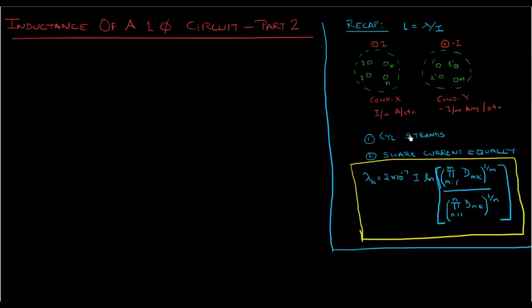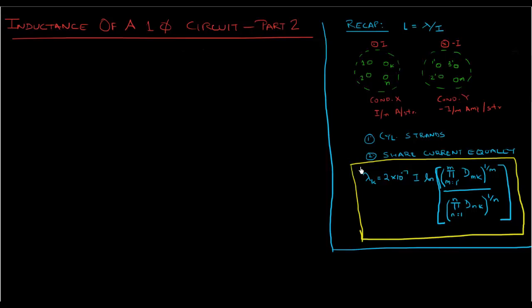What we said were the two conditions we put forth before our discussion: these strands have to be cylindrical, because all the formulas we've been using are for cylindrical conductors. And so we said the strands would be cylindrical and they would share the current equally. Therefore, in conductor X, each strand would have a current of I by n amps per strand, and in conductor Y we would have negative I by m amps per strand.